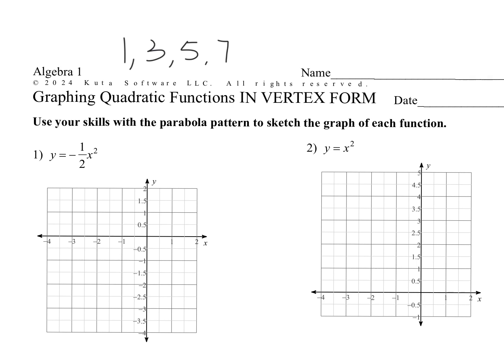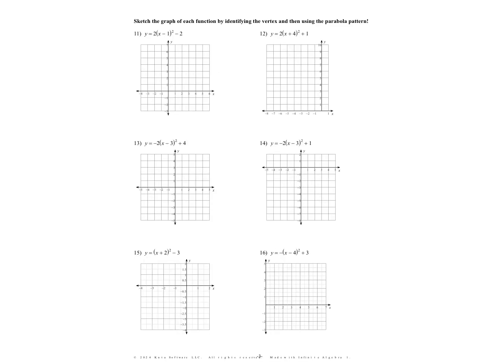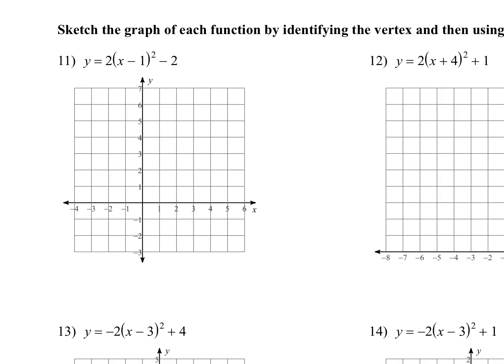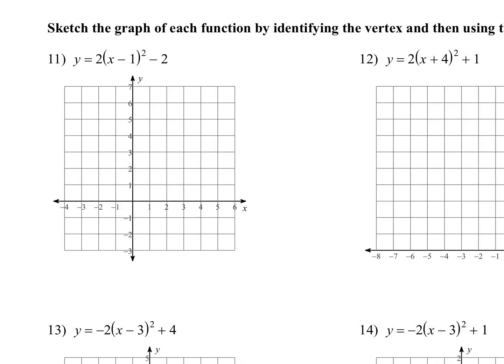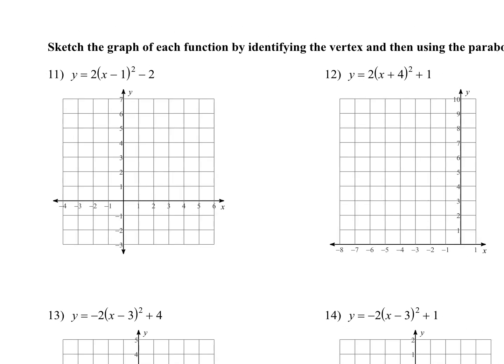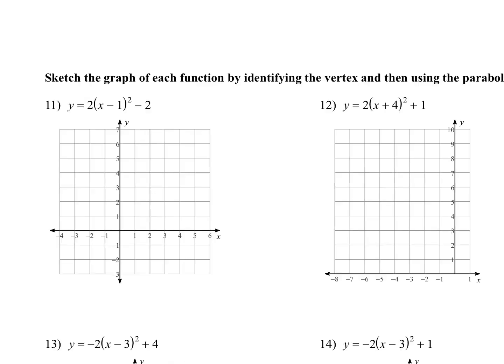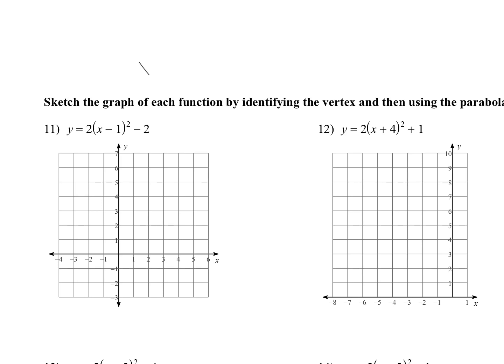If you have a leading coefficient, how does that change your step pattern? You have to multiply it by that leading coefficient. Okay. For your back page, 11 through 16. When we graph quadratic functions, what do we always try to find first? The vertex, which is x equals what? Yep, x equals negative b over 2a.